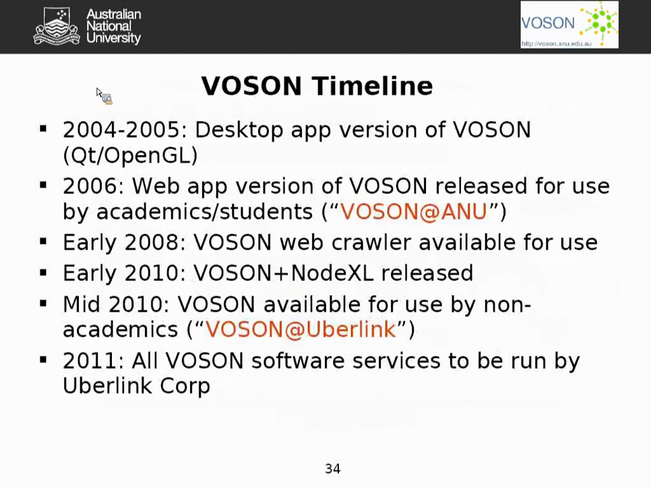So in 2006, we released the web app version, and that's what people were using this morning. It's been available for use by academics and students since 2006. And I call that VOSON at ANU because for a long time I only allowed academics and students to use VOSON. And so I'd get the occasional request from people who either didn't see what I'd written on the web page, that it was not available to anyone apart from an academic or student, or they saw that and still asked if they could use it.